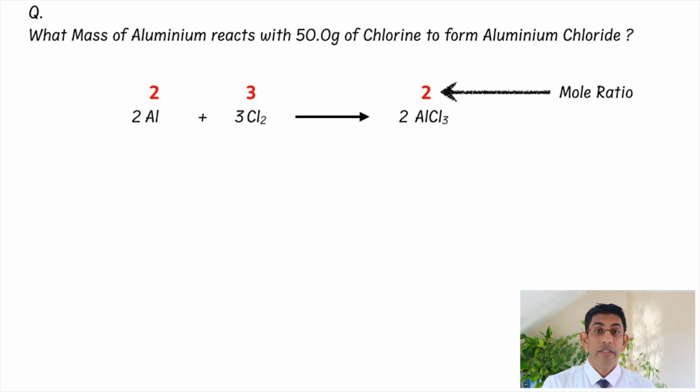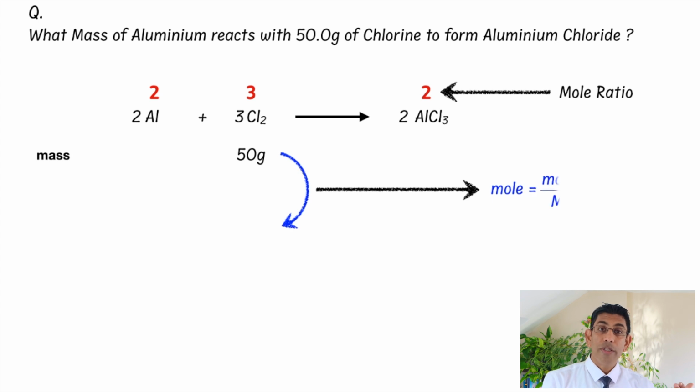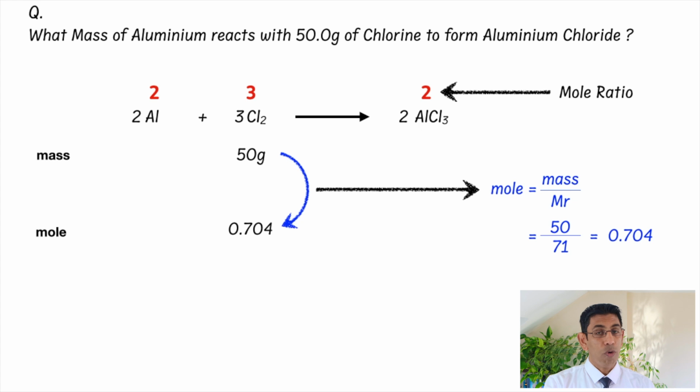Now let's write the information we have from the question. The question says the mass of the chlorine is 50 grams. So let's write the mass, 50 grams, under the chlorine. So we know the mass of the chlorine, therefore we can work out the moles of the chlorine using the equation moles equals mass over Mr. As you can see on the screen, the mass of the chlorine is 50, the Mr of the Cl2 is 71, and therefore the moles of the chlorine is 0.704.